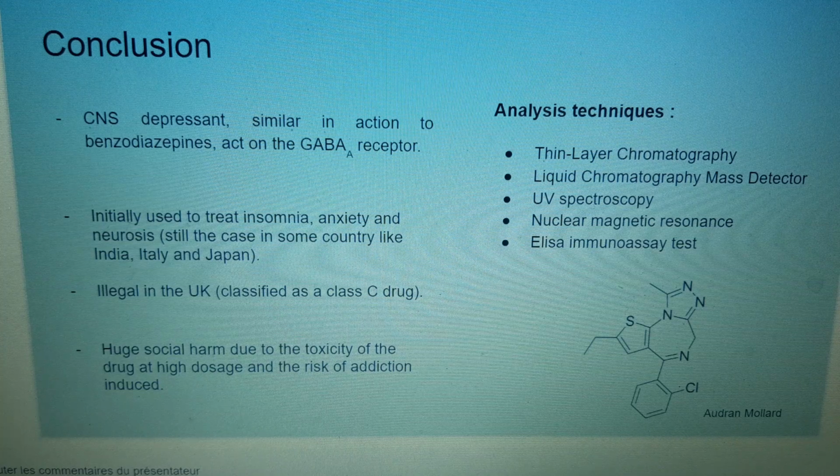So I will summarize the techniques. We have thin layer chromatography, UV spectroscopy, nuclear magnetic resonance, and for the forensic techniques, we have liquid chromatography coupled with a mass detector and the ELISA immunoassay test.